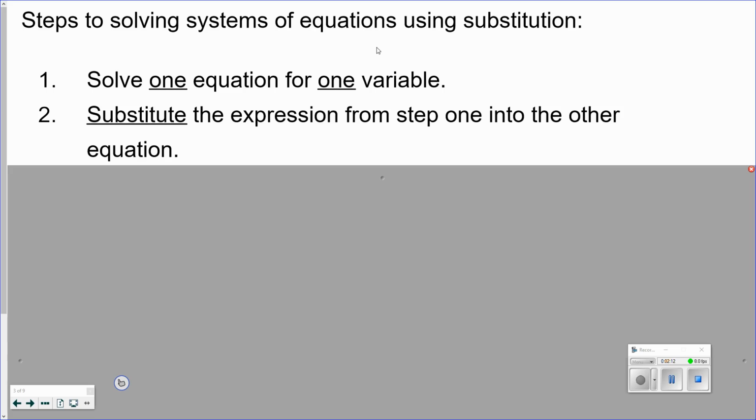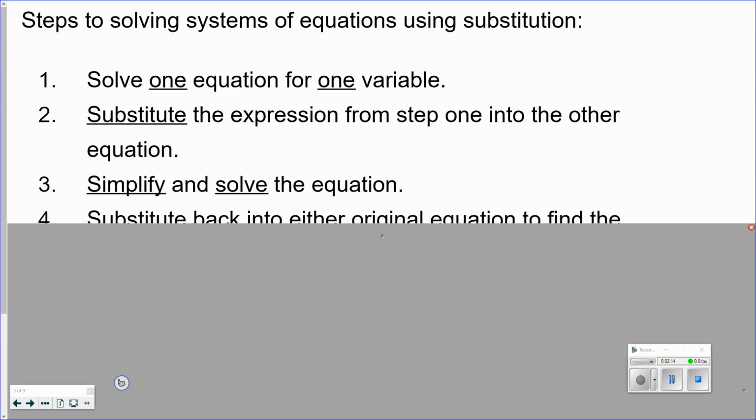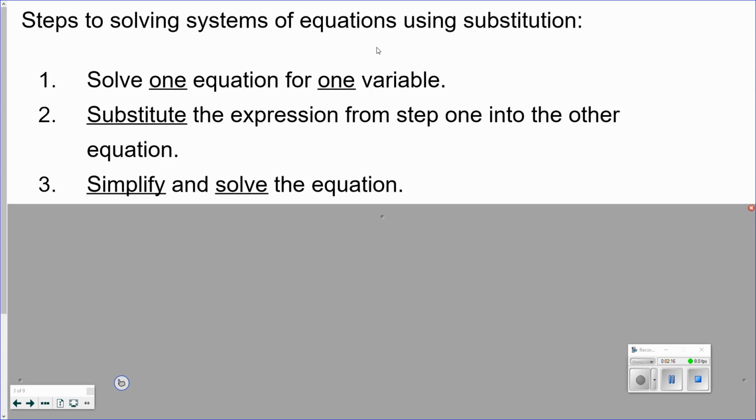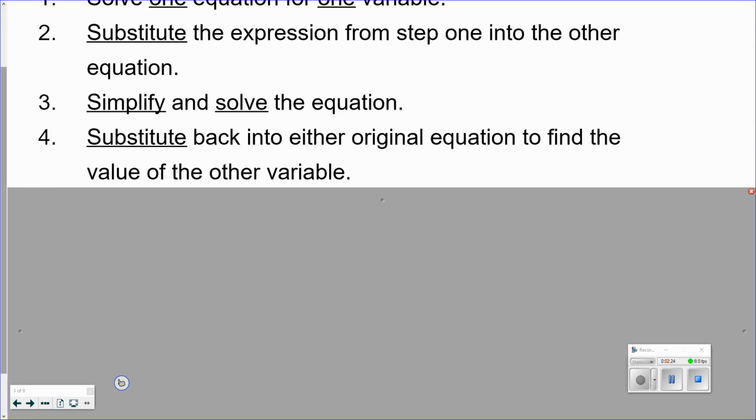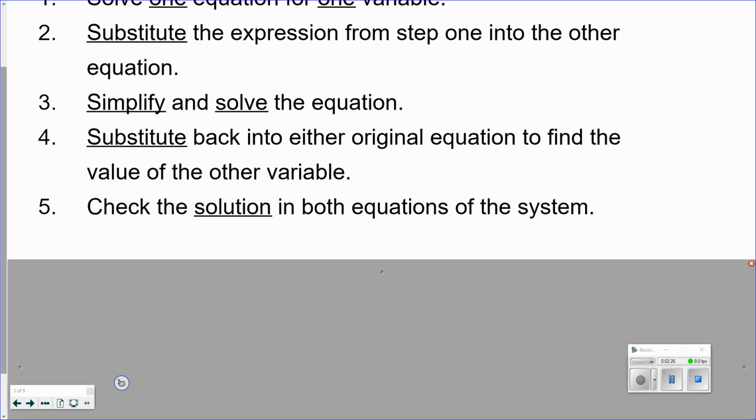Third step, we're going to simplify and solve the equation. And then we're going to substitute the answer that we get back into the original equation so we can find the value of the other variable. And then the last thing is we're going to check our solutions in both equations.